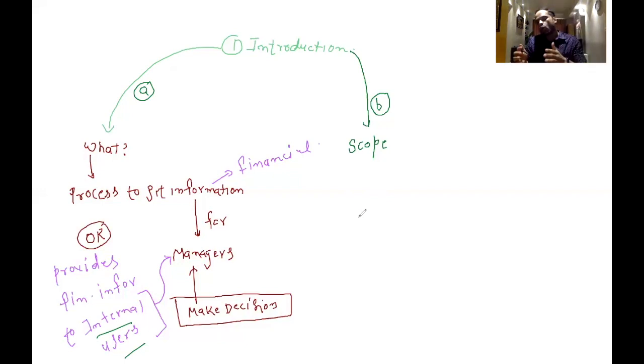Now, what is the scope of management accounting? Means, in simple words, what management accountant can do, or what is the role of management accountant in the organization? Which kinds of activity management accountant involve? All right.